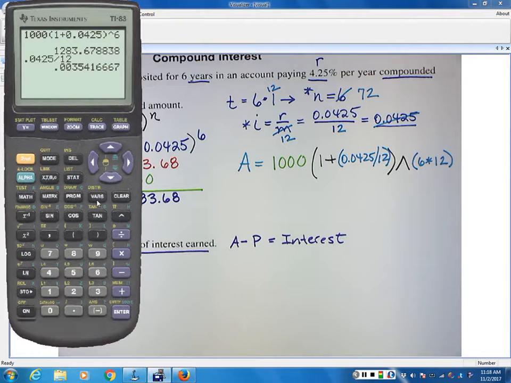So when I clear this out and redo the problem, I'm going to have 1,000 times 1 plus the interest rate, 0.0425, divided by 12 months in a year. Close those parentheses and then close the ones that were in front of the 1. You open 2, so close 2. Raise it to the power, and then put your new power, that is 6 years, times 12 times each year.